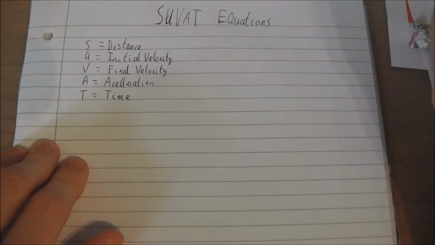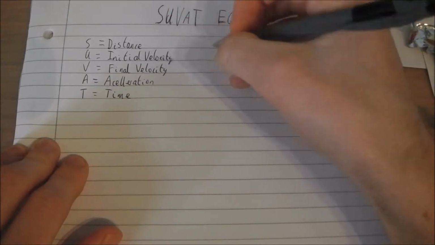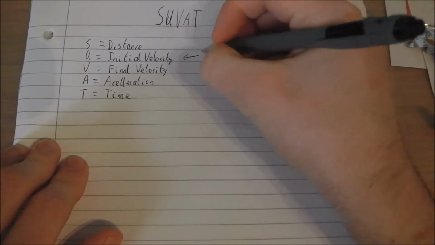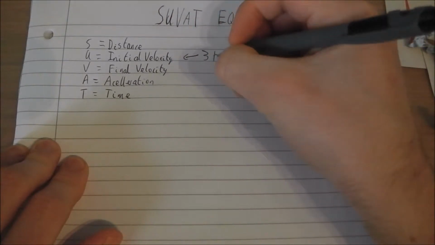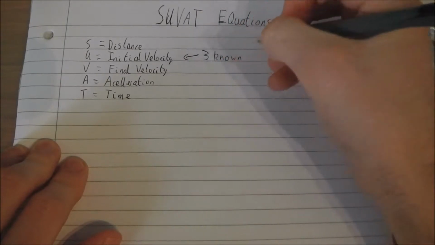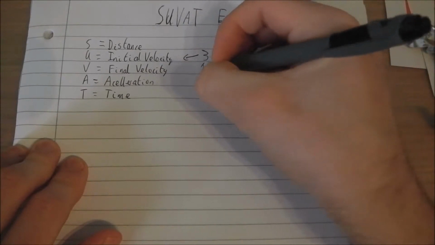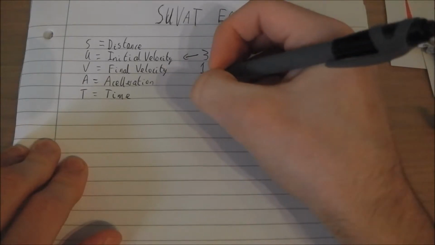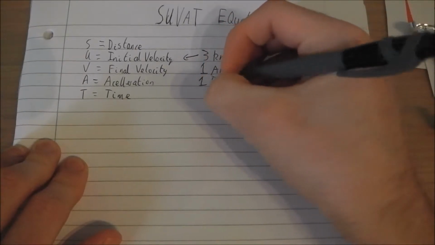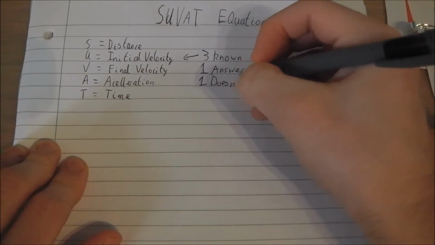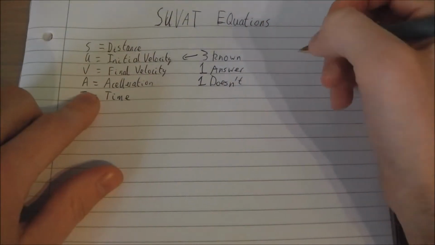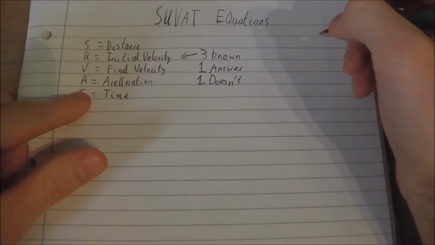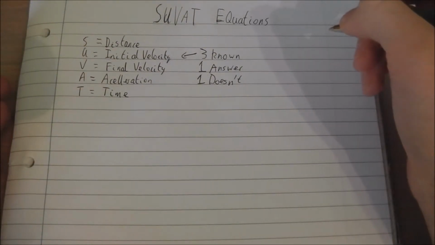So when you're calculating in a system, you need to know three of these, three known to calculate one answer, and then one doesn't really matter. As long as you know the values of three of these, you can calculate any of the other two, and the other one can just be ignored.